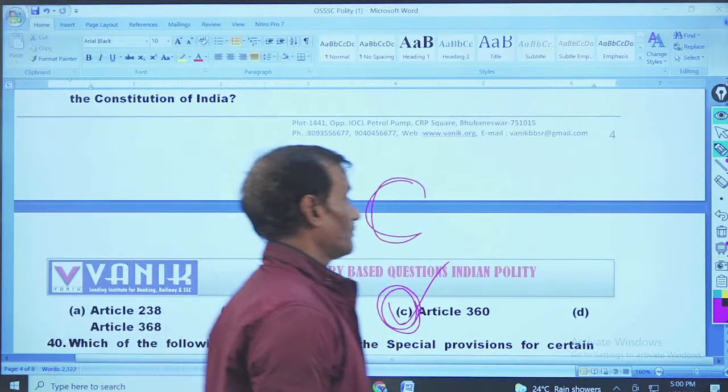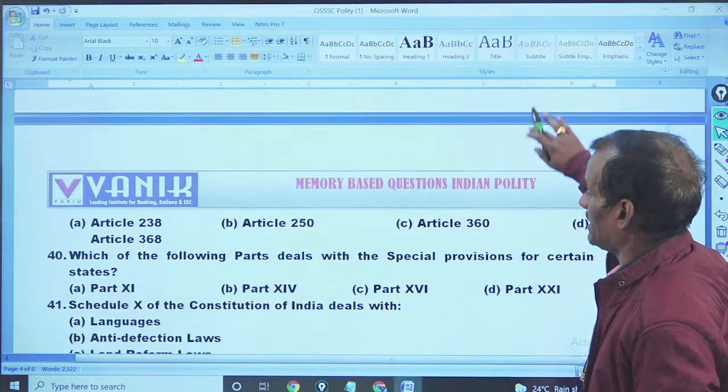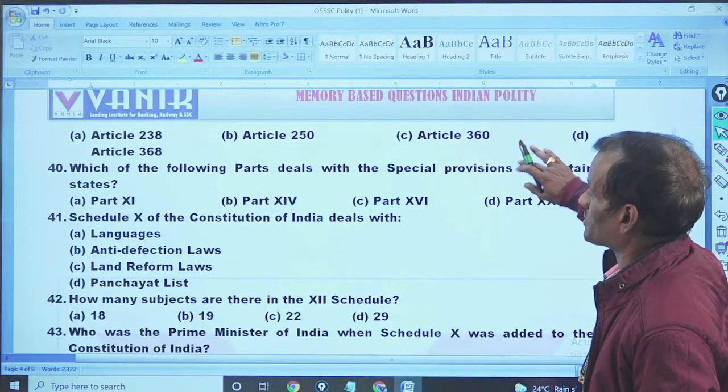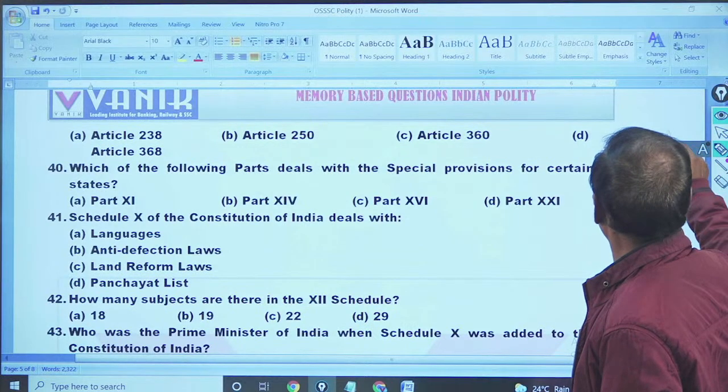Answer C. Okay, next, that is question 40. So this will be the last question. Which of the following parts deals with special provision for certain states?